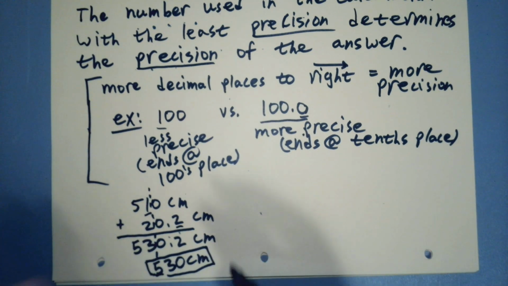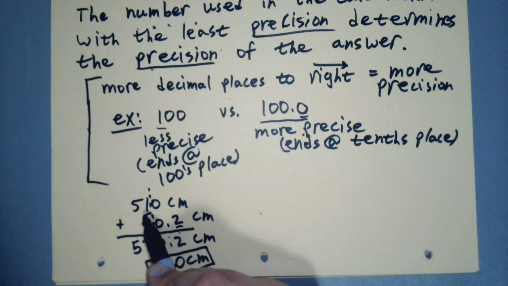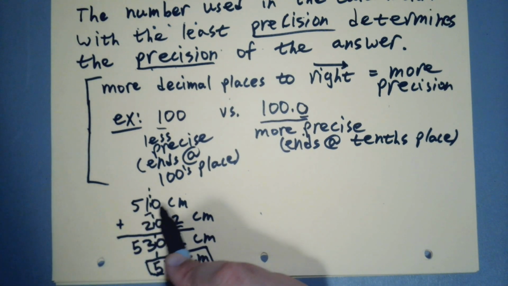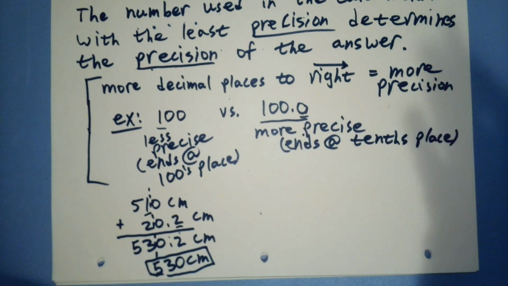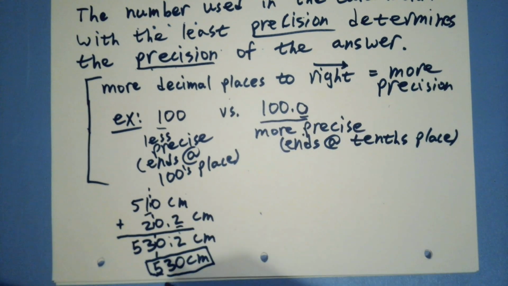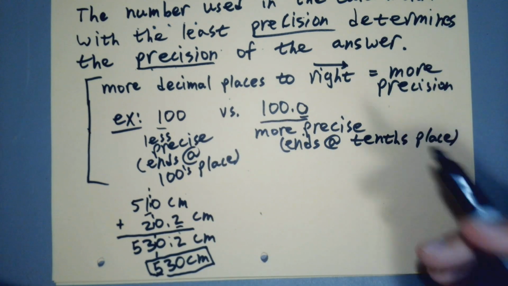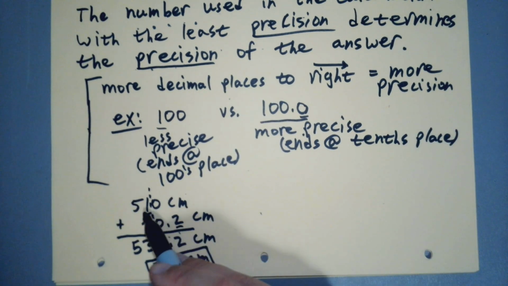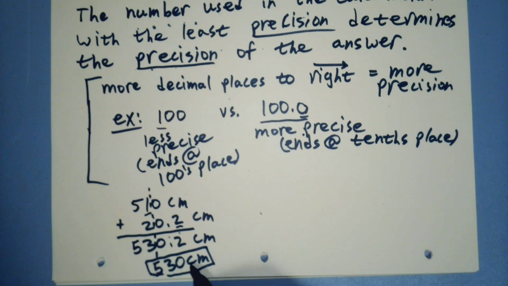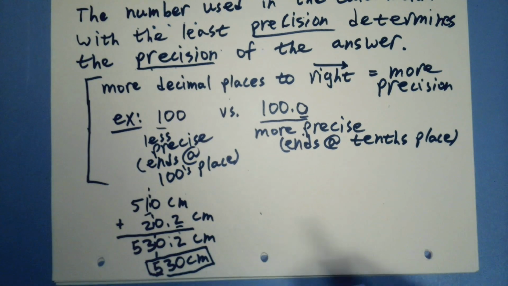Now you might be thinking, that's dumb. I added numbers together. I know it's 530.2. Yes, but maybe this isn't exactly 510. Maybe it's 510.3. We didn't measure out here. We don't know. Maybe it's 509, and it rounded to 510. Maybe we estimated it to 510, and so we have to carry that estimation through our final number. And so that's what we report, 530 centimeters.